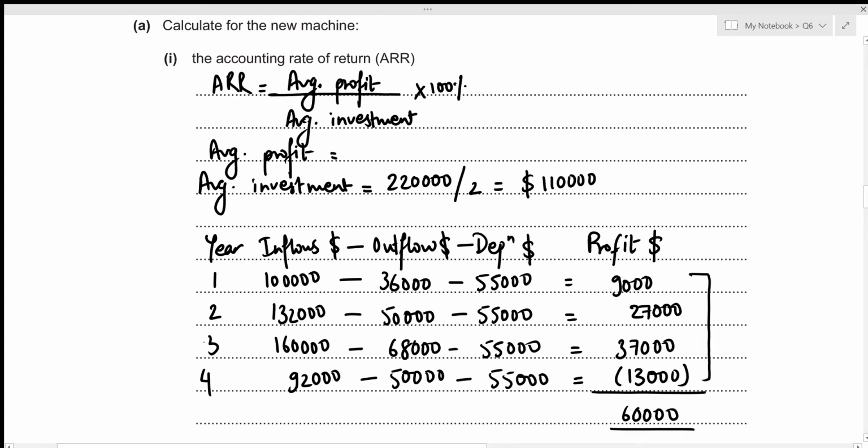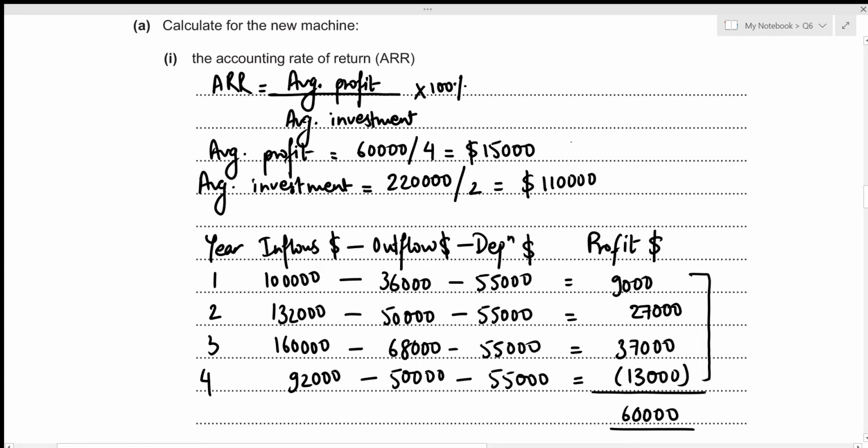Now we need to figure out our average profit. So average profit is just going to be the total profit divided by the number of years. In this case, that's going to be 60,000 divided by 4, which results in the average profit to be 15,000.